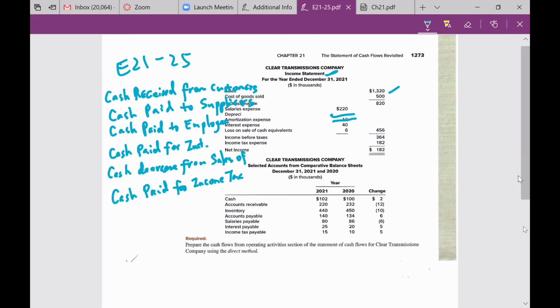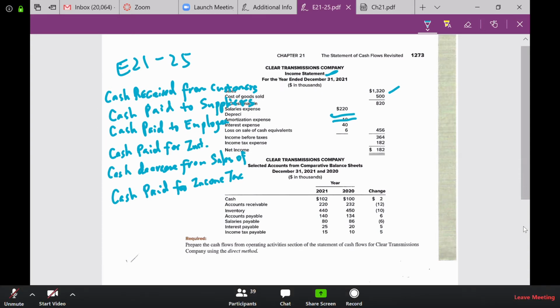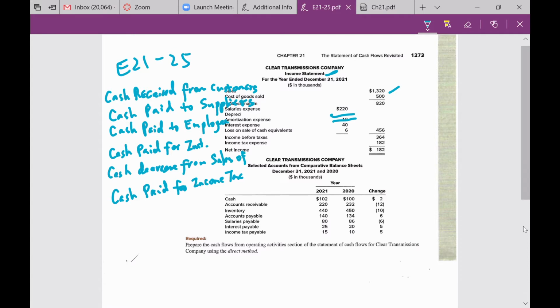Interest, right? And then sales of cash equivalent, we have a loss. Then we have a cash decrease from sales of the cash equivalent. Okay, and then we have cash paid for income taxes. So we have 6 items. Okay, so following the income statement.